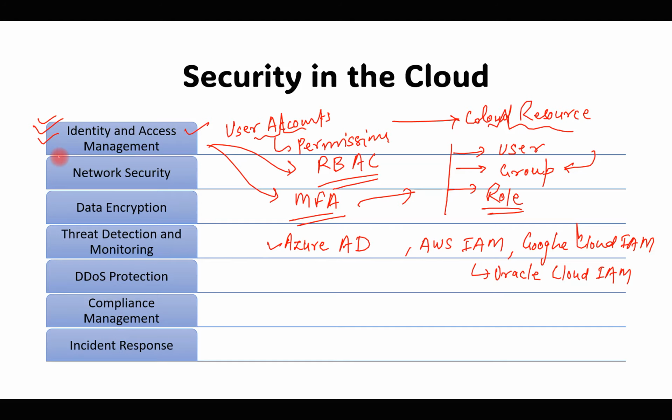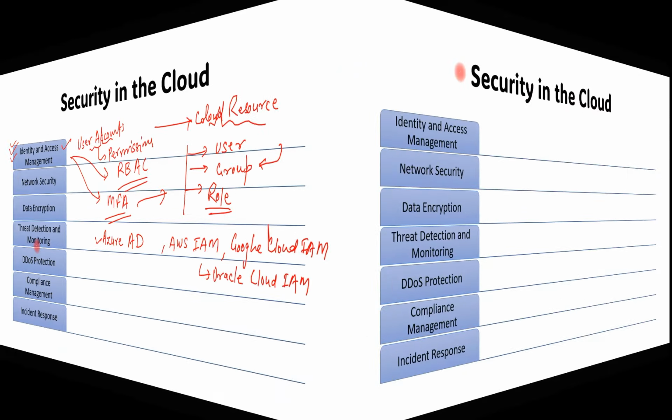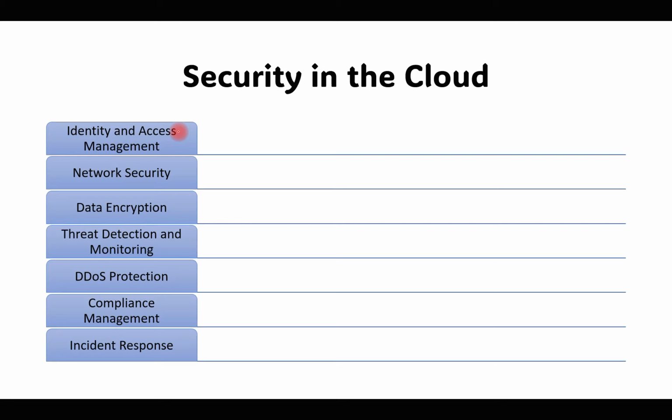Now we will talk about network security. So what exactly is this service? It controls and filters traffic flow within and between virtual networks. So what does it do? It controls and filters traffic between VPNs, or we can say virtual networks.